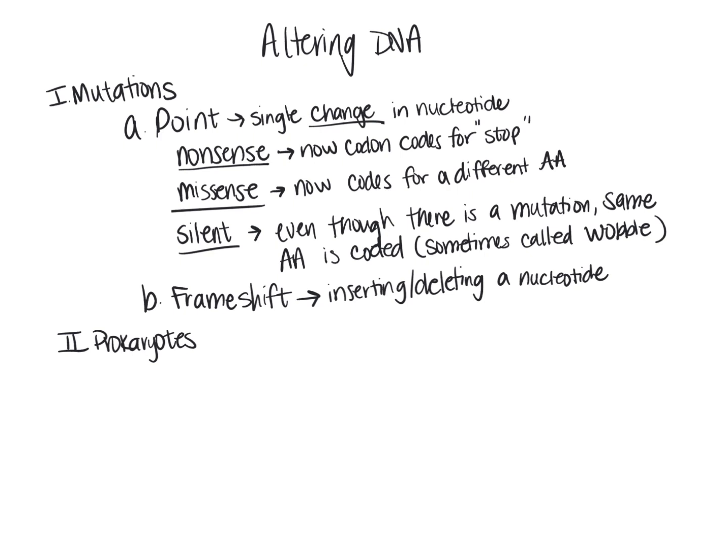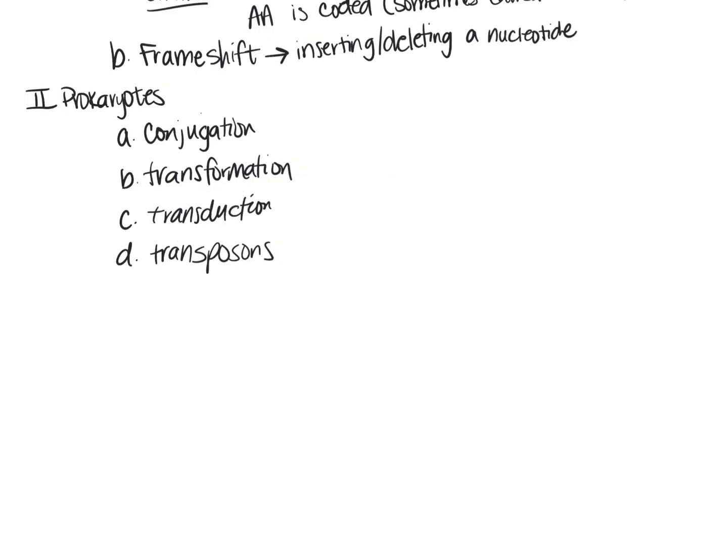Next, we're going to talk about prokaryotes. And with prokaryotes, in addition to having the ability to change their DNA through these mutations, prokaryotes can actually force DNA changes by incorporating other pieces of DNA. There's several ways to do it. So for prokaryotes, the four different ways that prokaryotic DNA can change, aside from mutations, are conjugation, transformation, transduction, and transposons.